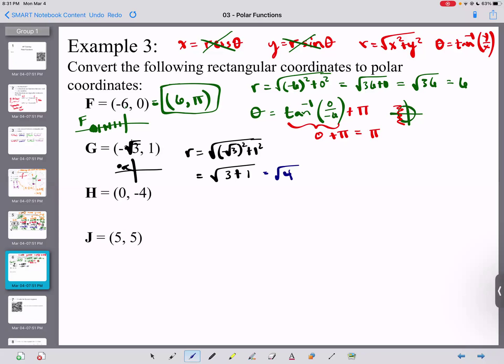So this is the square root of 4, and the square root of 4 is finally 2.